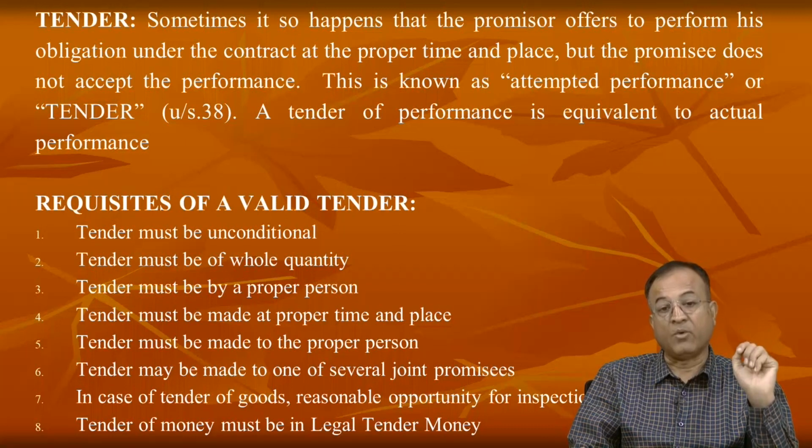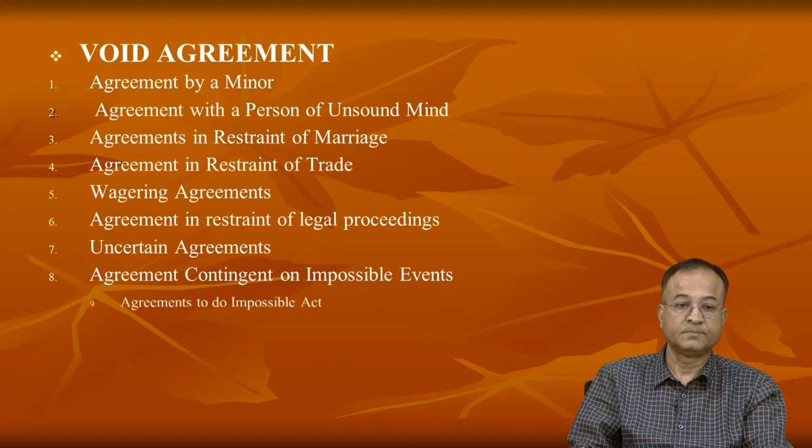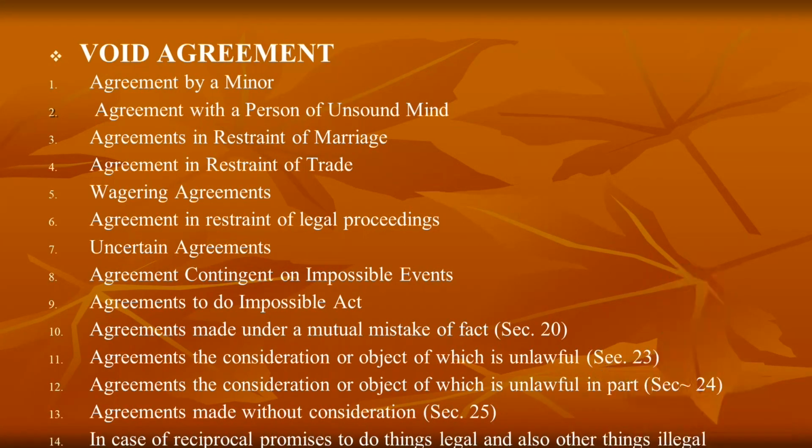Now void agreement. What is a void agreement? It is said that an agreement not enforceable by law is void, Section 2(g). Therefore, a null agreement does not give rise to any legal consequences and is void ab initio. The agreement is not an agreement at all from its inception.